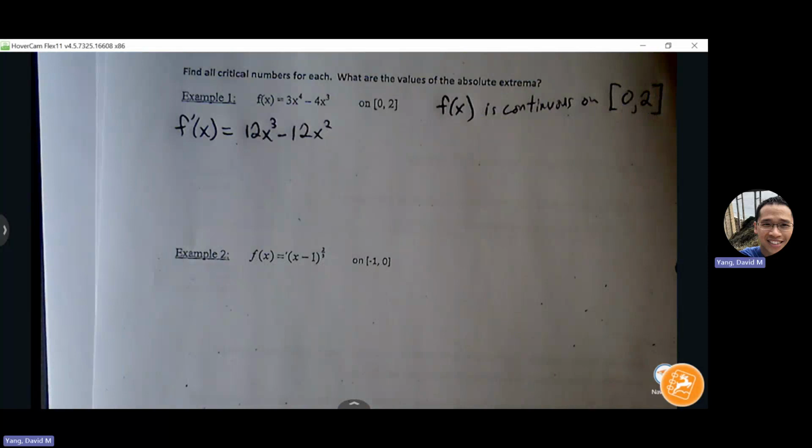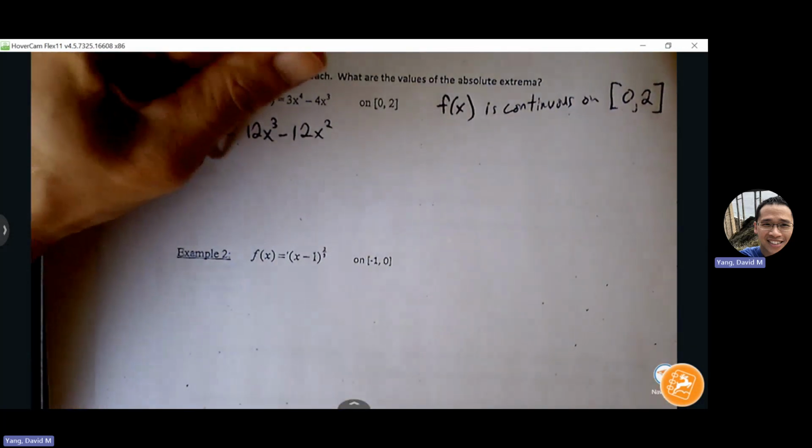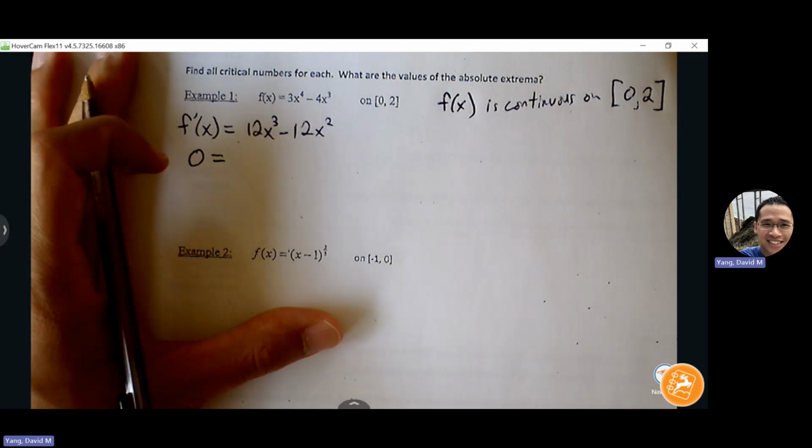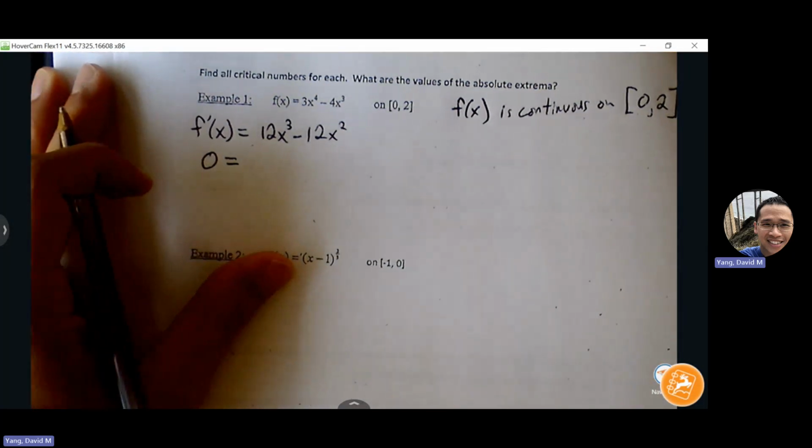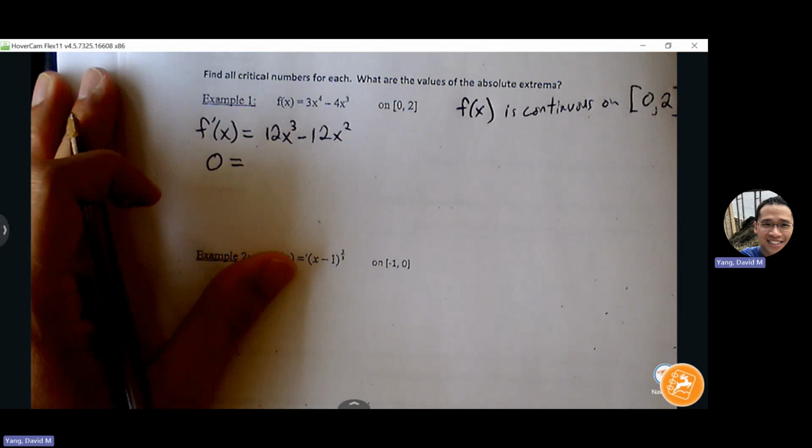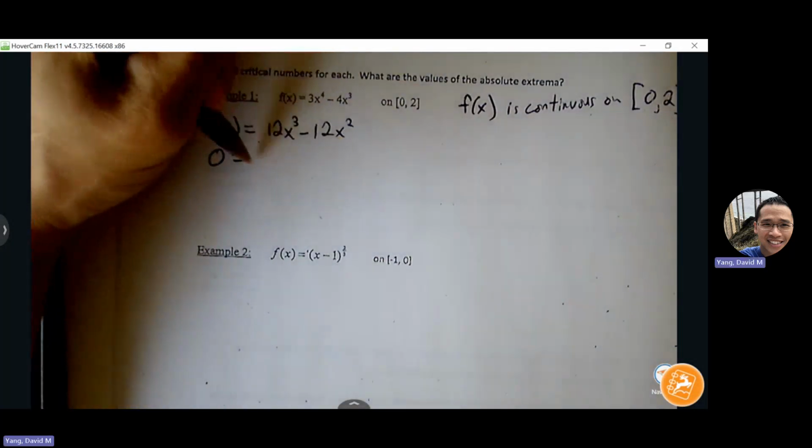All right, so here there's no denominator, so there's no need to worry about finding any critical points from a denominator. We just have to set f prime equal to 0 and see if we can find any valid critical points that could be a candidate for a highest max or min. Okay, GCF.